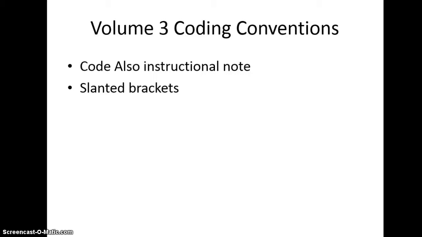We also have slanted brackets that are used in the index, and these are used to provide you instructions to assign codes for two closely related procedures by enclosing the second code in the entry in a slanted bracket. It indicates that both codes must be assigned and sequenced as indicated.